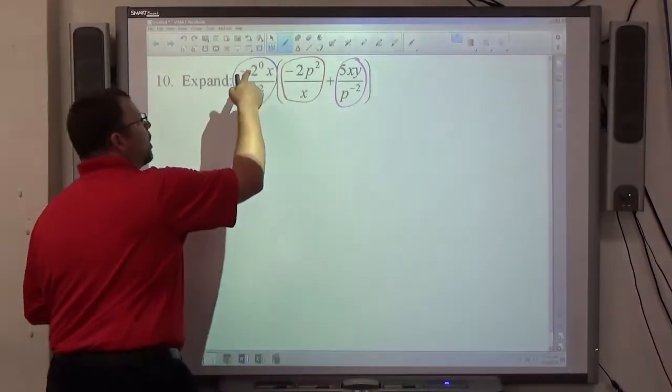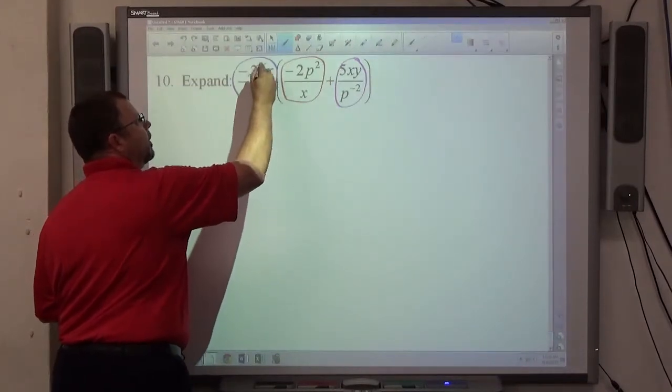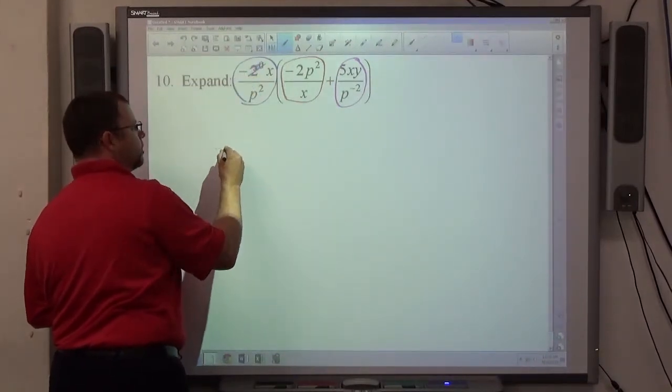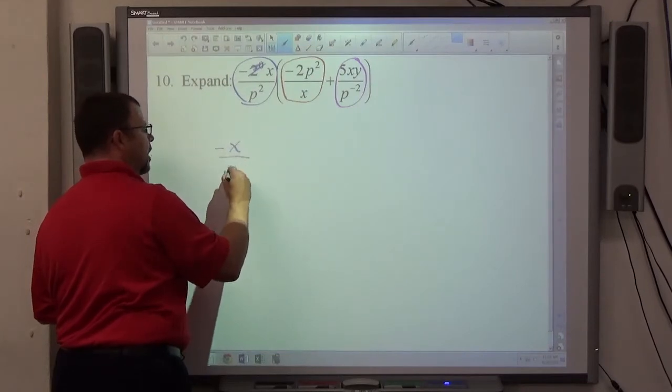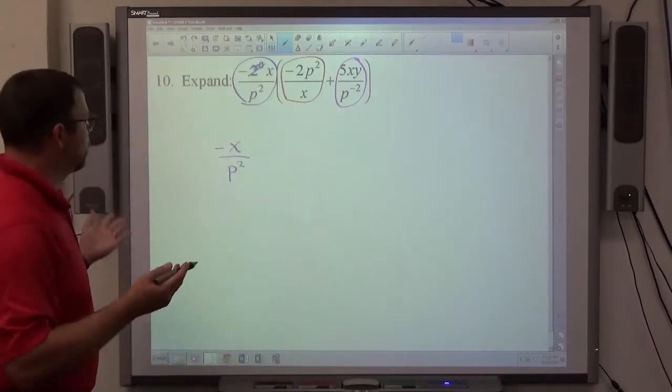So 2 to the 0 power equals 1. The minus sign is not being raised to the power. X to the first power and p to the second power are right where they belong, so they stay right where they're at.